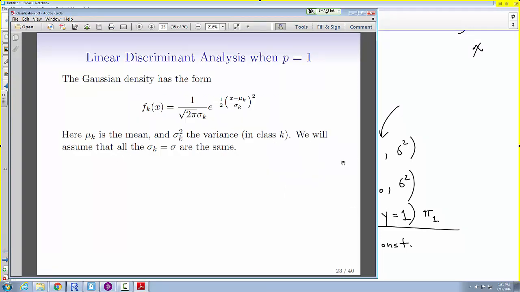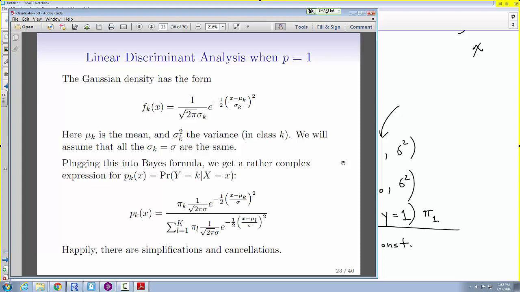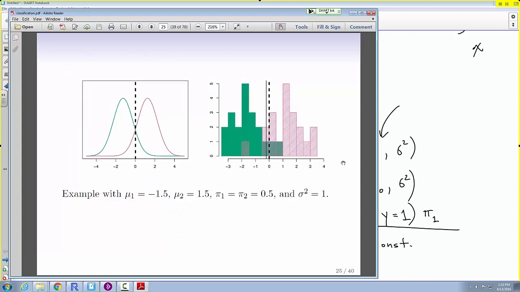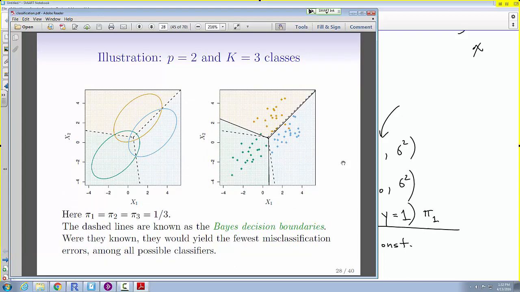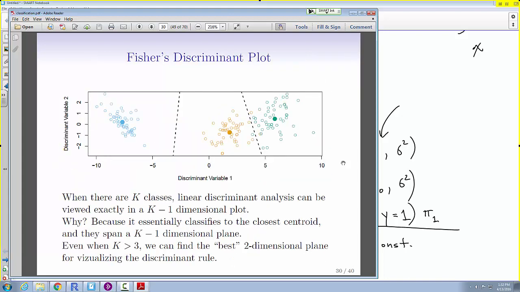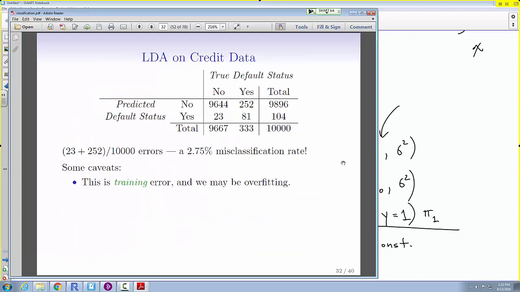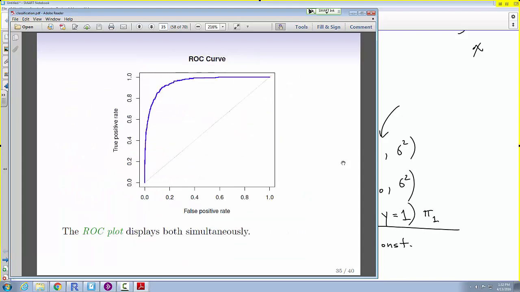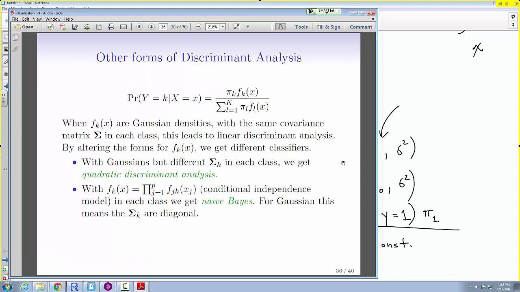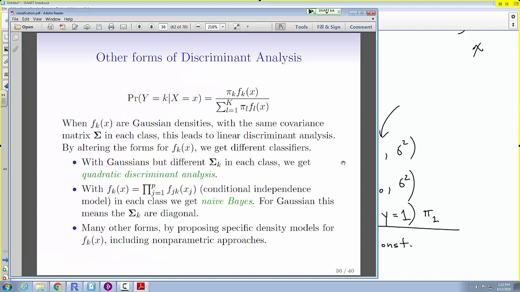All right, we're about out of time. Let me just preview where we're going. We'll talk about LDA in a little more detail. I'll show you how to do it in R. I'll show you a more general version of LDA called quadratic discriminant analysis, or QDA. Naive Bayes is on this slide. I'll talk about that soon.